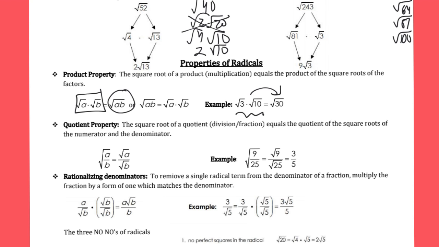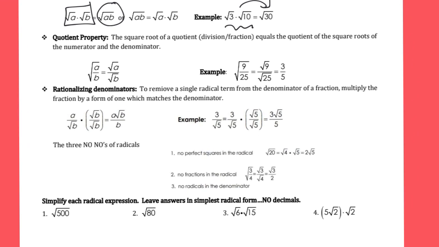Another thing is called rationalizing denominators. The difference between rational and irrational: we use rational a lot versus irrational. Rational means an integer, a positive or negative number, a decimal that ends or repeats. On the denominator, we want the number to be an integer. We want it to be a number. We don't want it to be a square root.